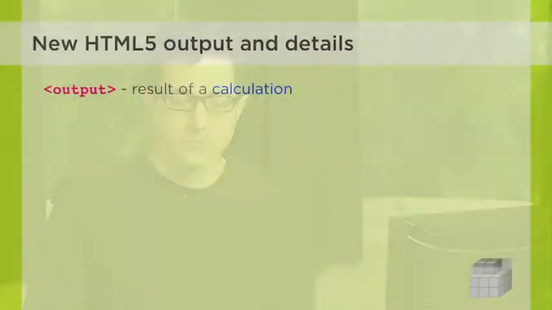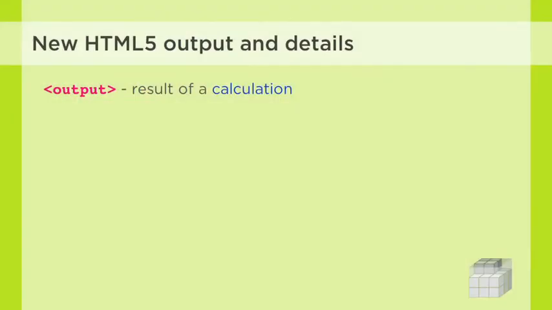In addition to the new form inputs, there are a few other elements that provide enhanced interactivity in HTML5. There's the output element and the details element, for example. In particular, the output element is used to represent the results of a calculation. This could be a number of things.